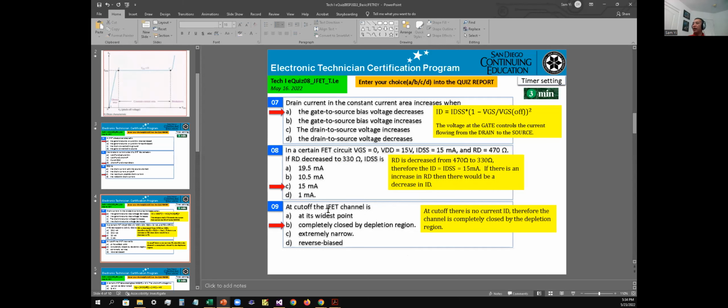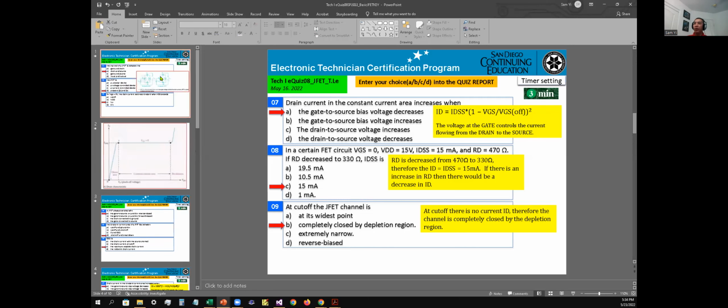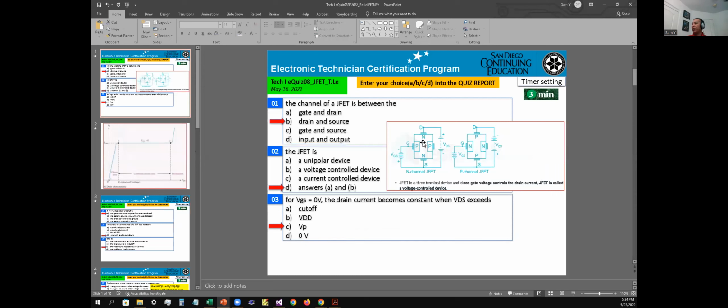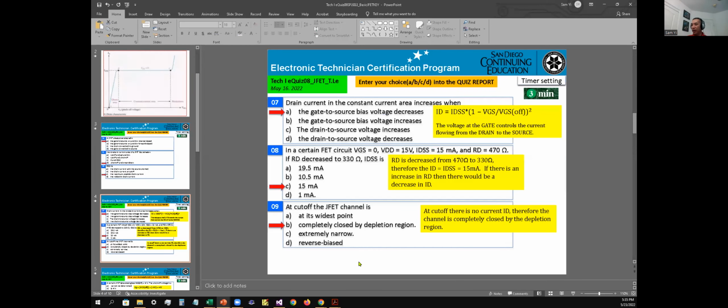Number 9, at cutoff, the JFET channel is completely closed in depletion. At cutoff, there's no current ID, therefore the channel is completely closed by the depletion region. So you're going to be pretty much right here. The channel would be completely closed off, and there's no current flowing from D to S. So the answer is B, as in Bob, for number 9.